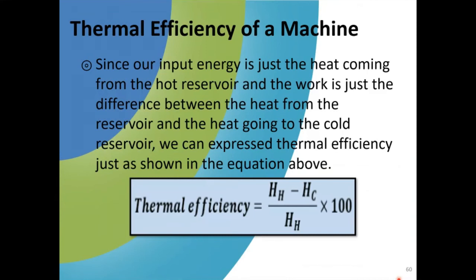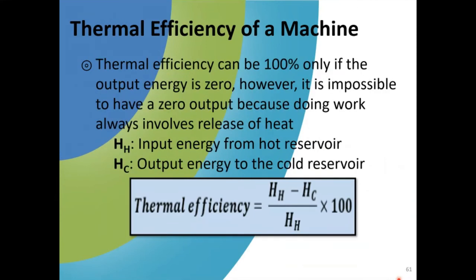Okay, so thermal efficiency can be 100% only if the output energy is zero. However, it is impossible to have a zero output because doing work always involves the release of heat, no? So, just like this, the HH and HC. HH stands for the input energy from the hot reservoir, and HC is the output energy that goes to the cold reservoir.